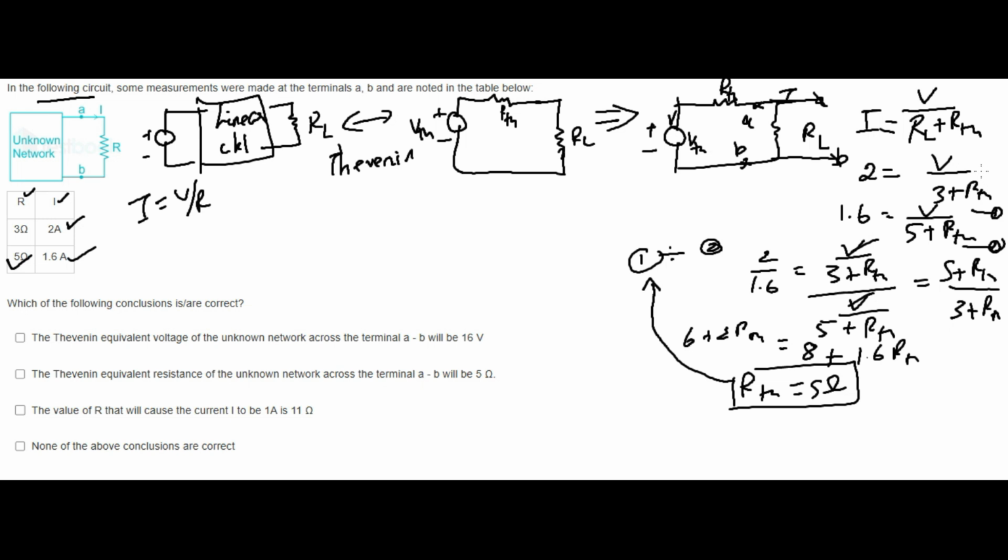That is called what? This equation. In first or second, you can take anything. So 2 is equal to V divided by 3 plus R Thevenin is 5. Is it right? So 3 plus 5 is 8, 8 into 2 is 16. So V will be equal to 16. You can find it is 16 volt.